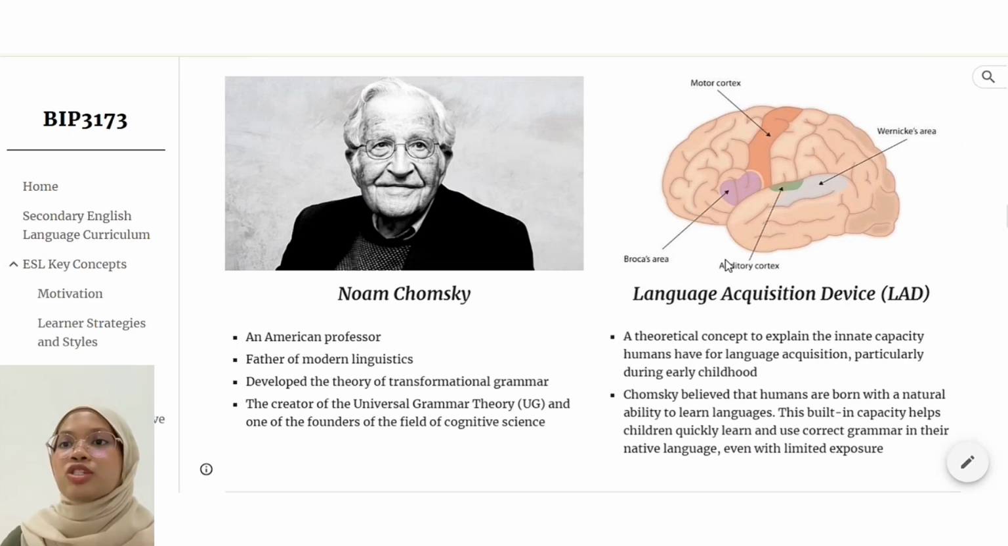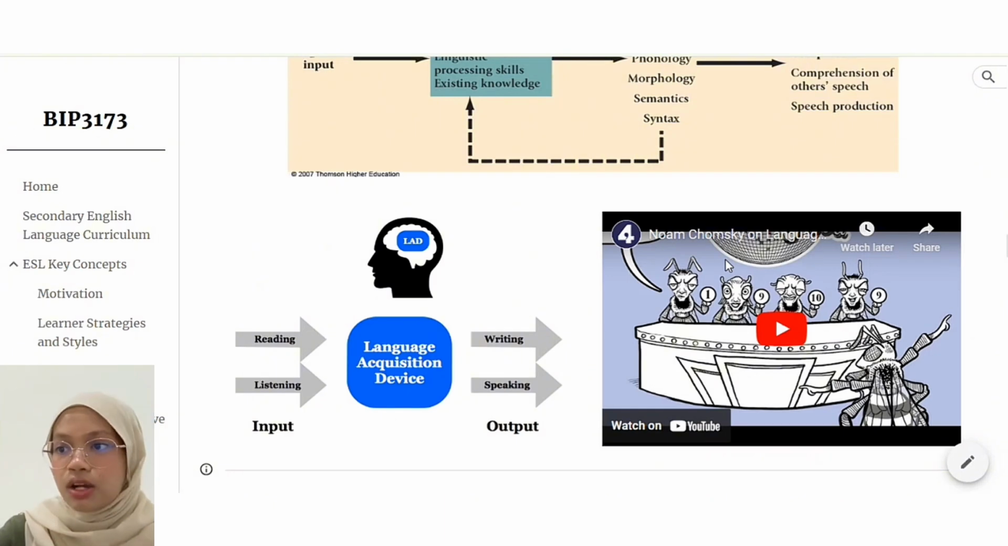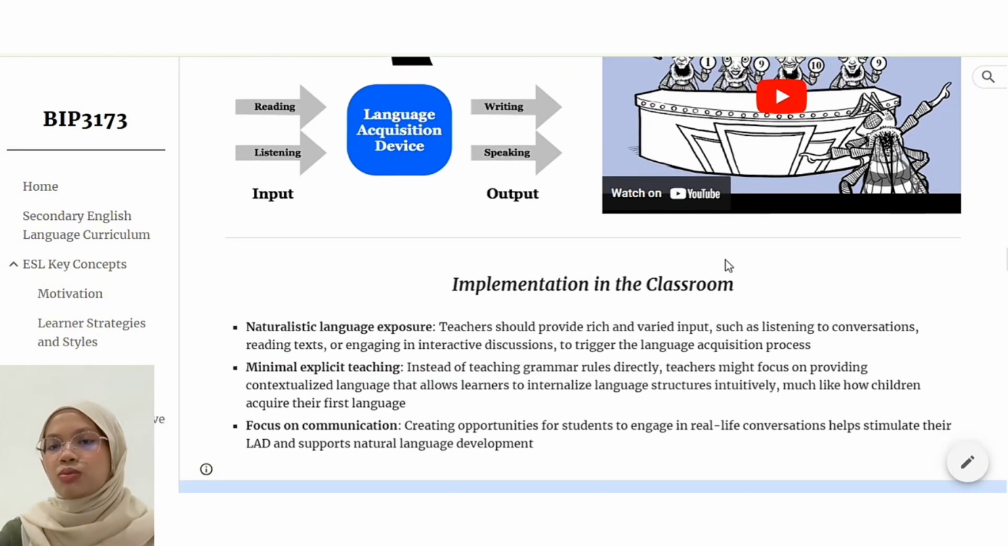particularly for children, and Chomsky believes that humans are born with a natural ability to learn language. This built-in capacity in one's brain helps children quickly learn and correct grammar in their native language, even with limited exposure. There's also a short video to further understand what LAD means. And how do we implement this in the classroom? By using naturalistic language exposure, minimal explicit teaching, and a focus on communication.